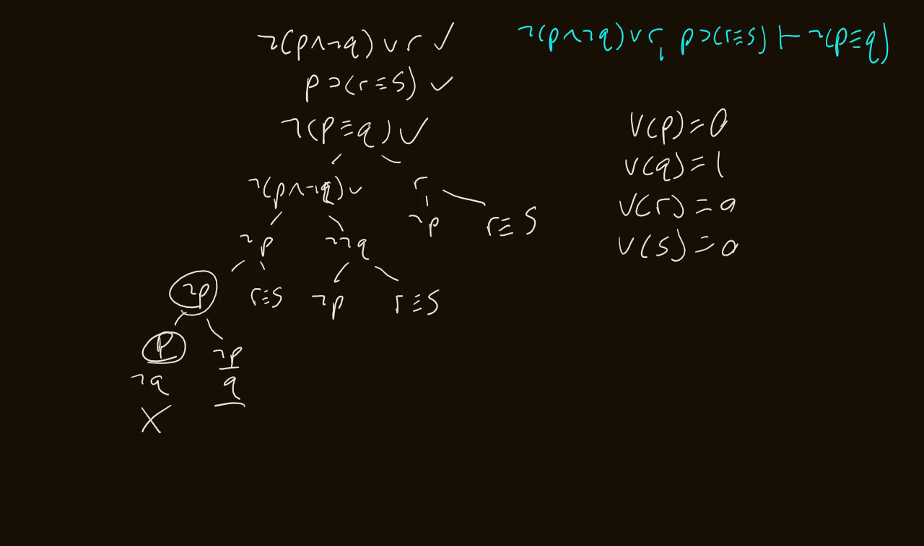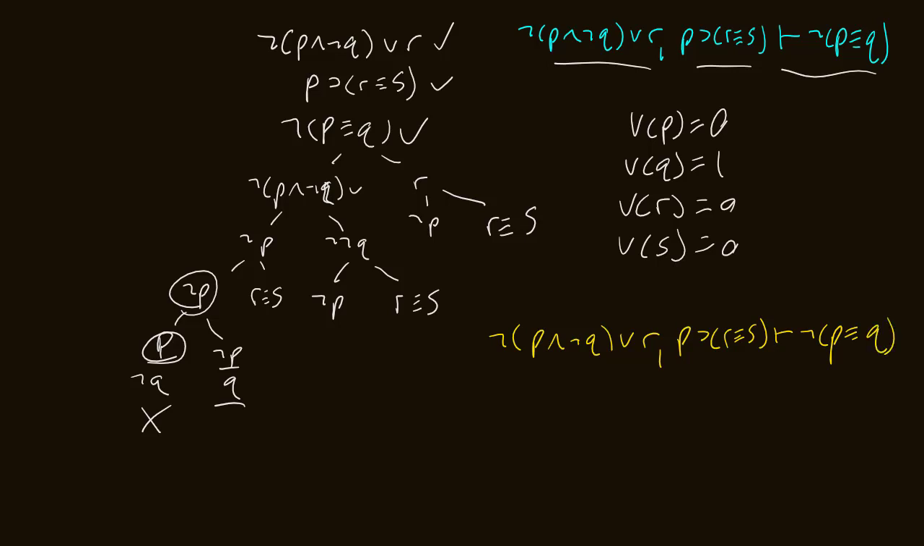Now that we have valuations, we're going to plug these truth values, these valuations, into our premises and our conclusion, right? And if we end up with true premises and a false conclusion, well, this is an invalid argument, right? So let's do that. Let's rewrite it down here. Let's go yellow. So I have not P and not Q or R. My next thing is if P, then R, if and only if S. And then we have not P, if and only if Q.